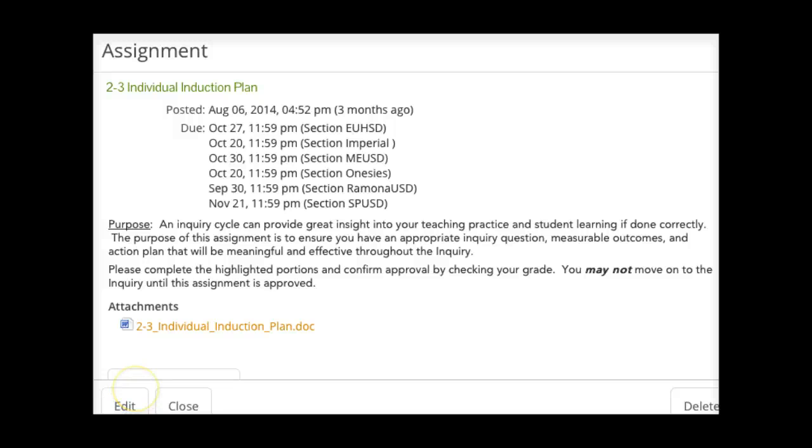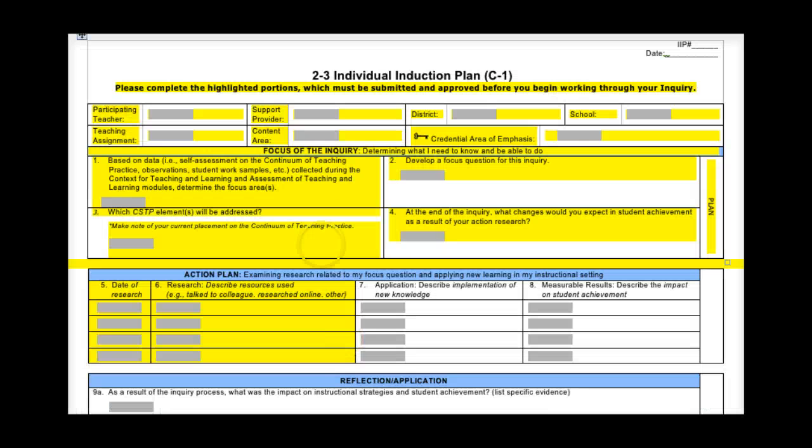One last tagline regarding reviewing and submitting comments. Under the assignment, you'll notice there's a purpose, and we can click on this portion here to get the actual document. As you know, when the document opens up, it is just the IIP portion of the inquiry, nothing more. The remaining documents can be found in another submission. All the areas highlighted are the areas we've been talking about. There is not a fact verification form for the individual induction plan, this initial submission.